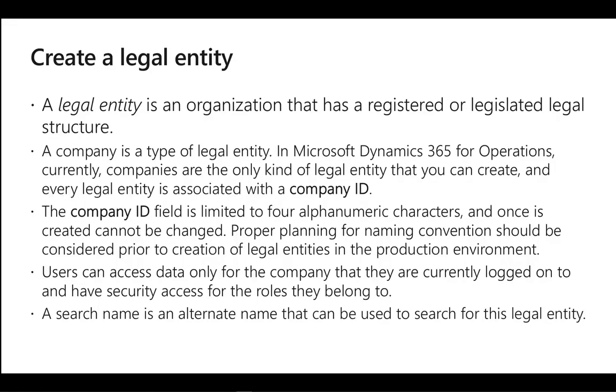A company is a type of legal entity. In finance and operations, companies are the only kind of legal entity that we can create, and every legal entity is associated with the company ID. The company ID field is limited to 4 alphabet characters, and once it is created, it cannot be changed. Proper planning for naming convention should be considered prior to creation of a legal entity in the production environment.